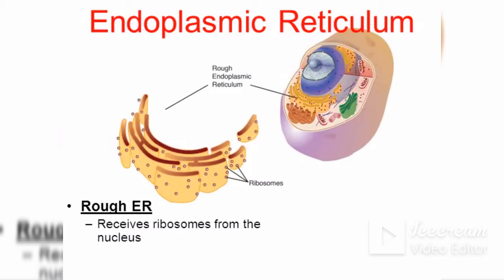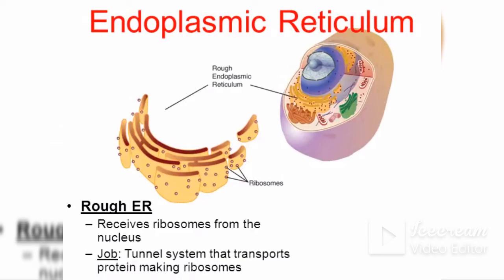So we mentioned a moment ago that the nucleolus makes ribosomes. The ribosomes then exit the nucleus and travel along this tunnel system known as the rough ER. And that's kind of the job of the rough ER, is to receive the ribosomes and transport and carry around the ribosomes from one part of the cell to another. As you can see, we finally see what the job of a ribosome is. Protein-making ribosomes. So that's the job of a ribosome, is to make a protein. So the rough ER will transport the ribosomes as the ribosomes are making a protein.